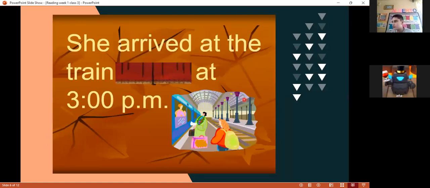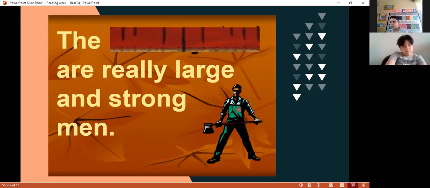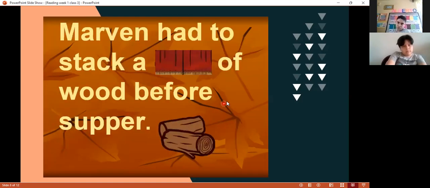Excellent. Now, number 2, she arrived at the train depot at 3 p.m. What do you think is the word? Depot. That's right. Remember that a depot is like a train station. Perfect. What about the next one? Marvin was really large and strong. Lumberjack. That's right. Remember, a lumberjack is a person who cuts trees. Look at this boy. It looks like he's going to be cutting a tree. Perfect. What about the next one?